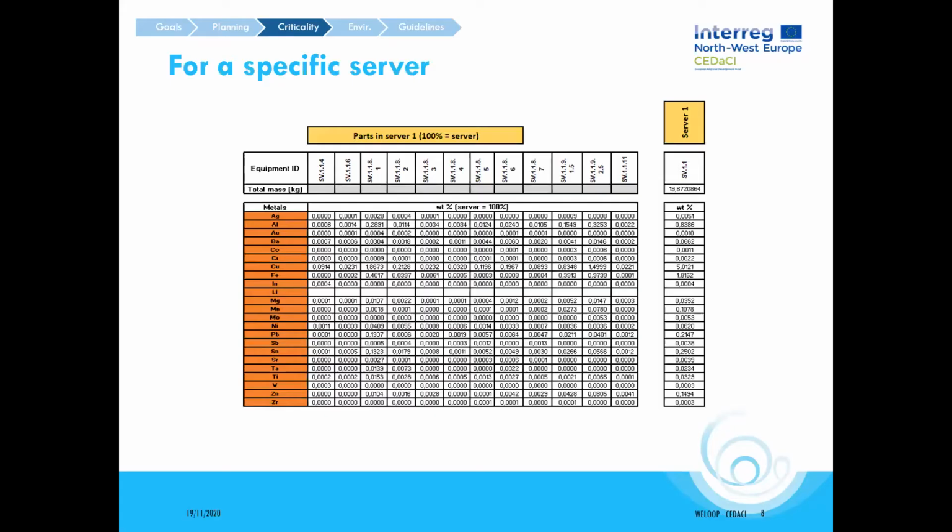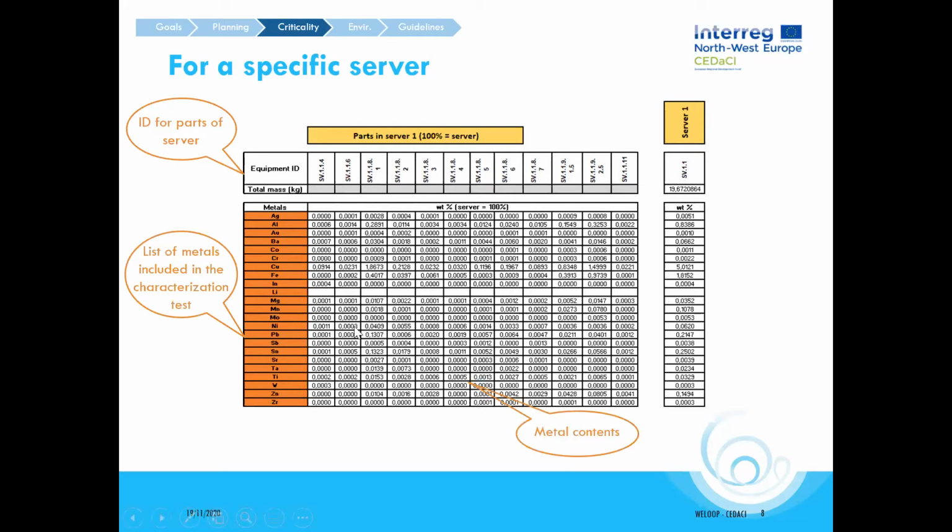Also, we created a criticality tool in order to assess the criticality of different types of equipment. In this tool, you can find a characterization table like this one. So this one is for a specific server. In the first line, it contains ID for part of the server. Then the first column shows us the list of metals included in the characterization test only. Here, they are metal contents in percentages, and they are multiplied by the server total weights to obtain absolute numbers.